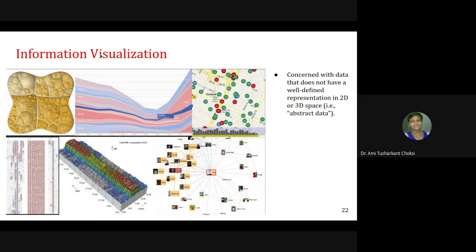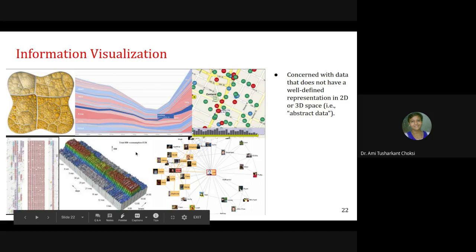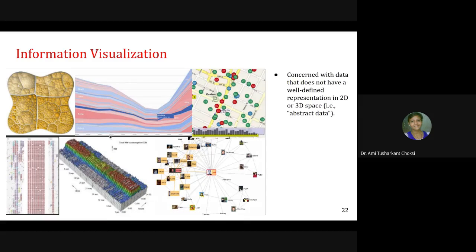Information visualization. What do we say about that? It is concerned with the data that does not have well defined representation in 2D or 3D space. That is, we can say abstract data is there. So we can see the information visualization images here in the picture.